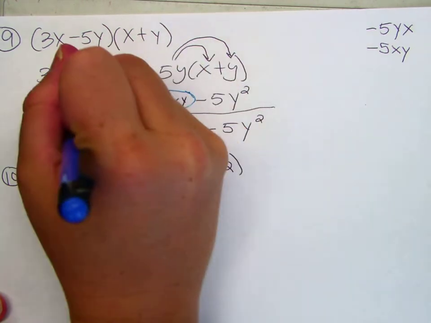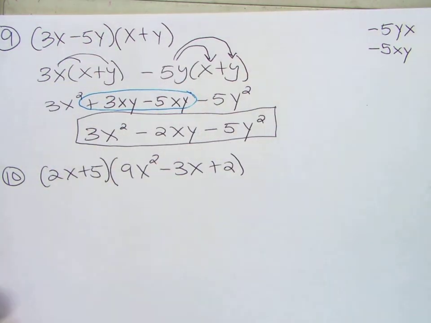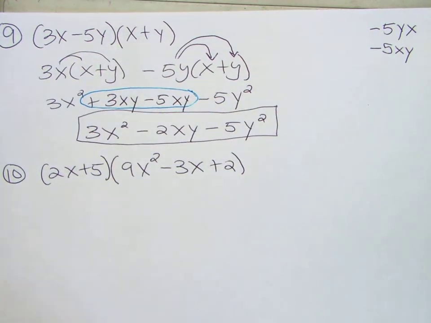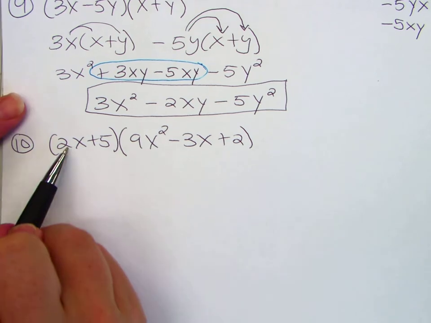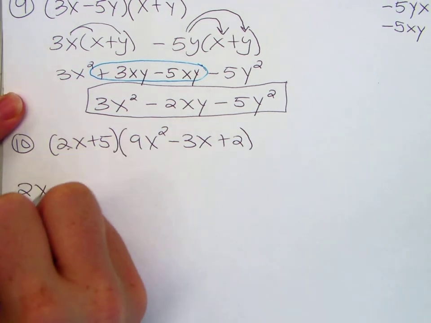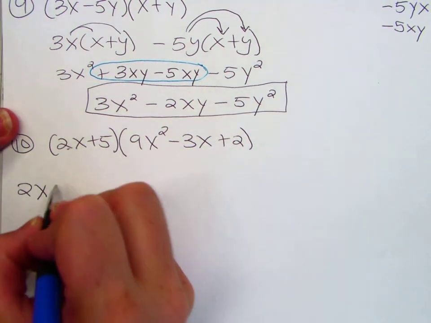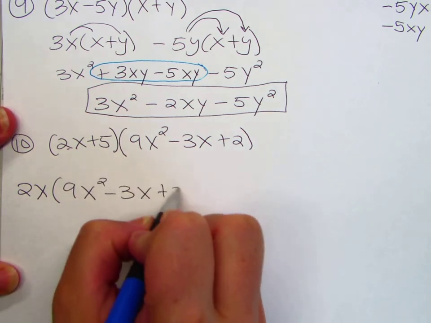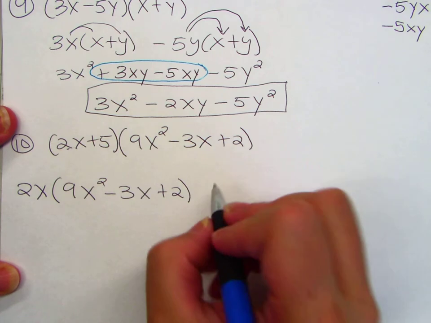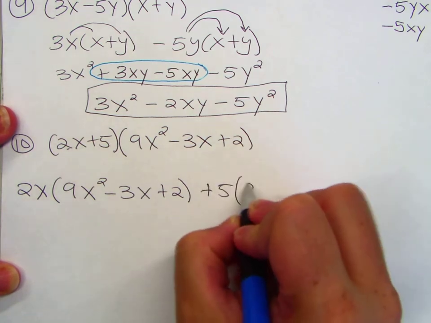And that's your answer. All right, very last multiplication problem. It looks harder, but I promise it's not. It's just a little bit extra work. Take my first term, 2x, and we're multiplying it by the second parentheses. 9x squared minus 3x plus 2. And then we have our plus 5 times our second set of parentheses.